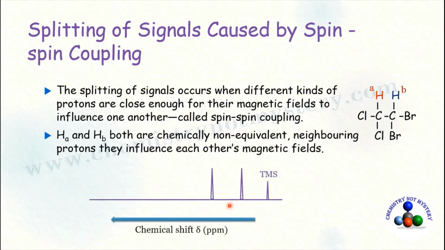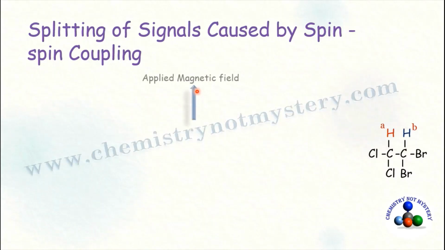That's why in a simple NMR spectrum, this molecule gives rise to two separate signals for both the protons. But under a high resolution NMR spectrum, two doublets are observed for both the protons. Let's try to understand how proton A and proton B influence each other's magnetic field that causes the splitting of signals. For example, this is the direction of the applied magnetic field.